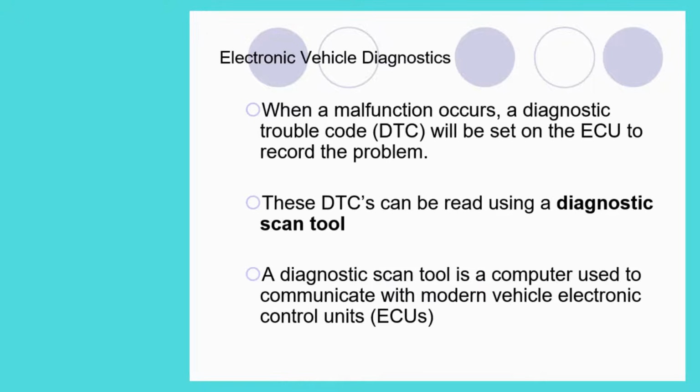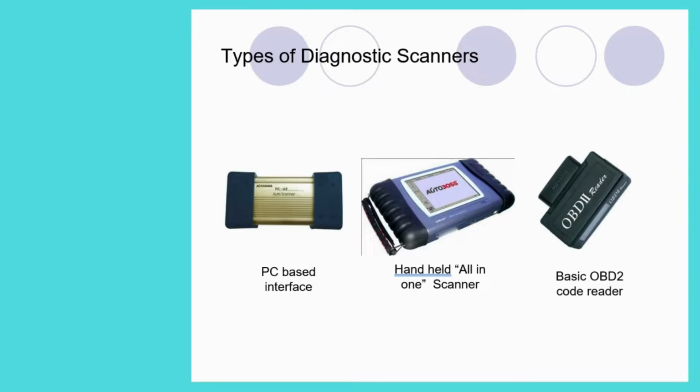When a malfunction occurs, a diagnostic trouble code, DTC, will be set on the ECU to record the problem. These DTCs can be read using a diagnostic scan tool. A diagnostic scan tool is a computer used to communicate with modern vehicle electronic control units. There are a few different types of diagnostic scanners: the PC-based interface, the handheld all-in-one scanner, and the basic OBD2 code reader.